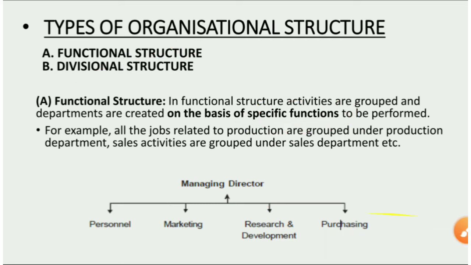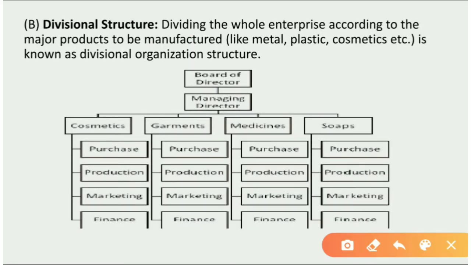This was one structure. Now the next structure is on the basis of what products they are going to manufacture, not on the basis of functions, but on the basis of the products which they are going to manufacture. On the basis of that they are going to make the departments. Now see, for example, the board of directors and the managing directors are your top level managers.